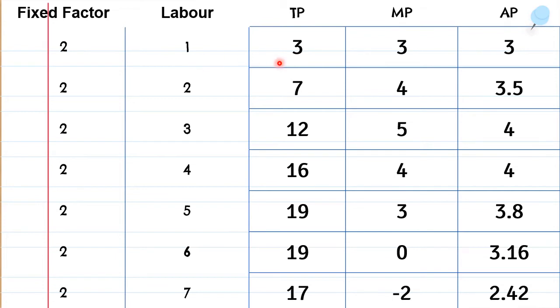When two machines are combined with one unskilled laborer, the total product derived is 3 units. When two machines are combined with 2 laborers, the total product they produce together is 7 units. When 3 laborers are used in the process of production along with 2 machines, together they produce 12 units of the output. When 4 units of variable factor are employed, together they produce 16 units. So the total product is 16 at this level.